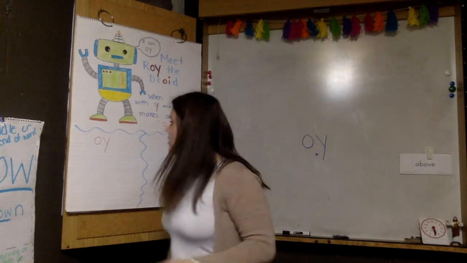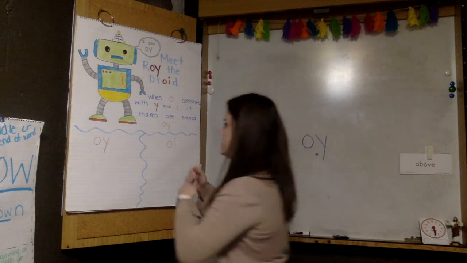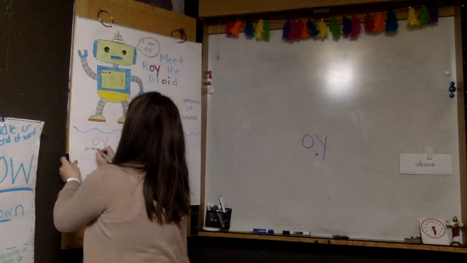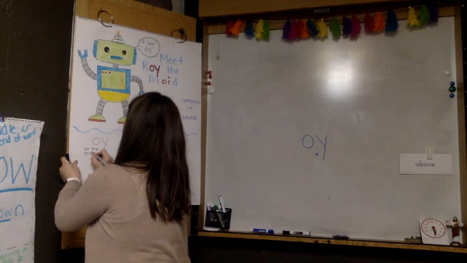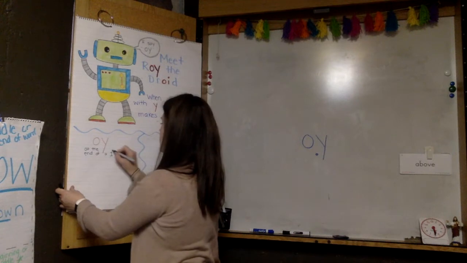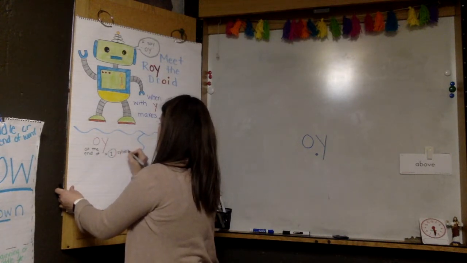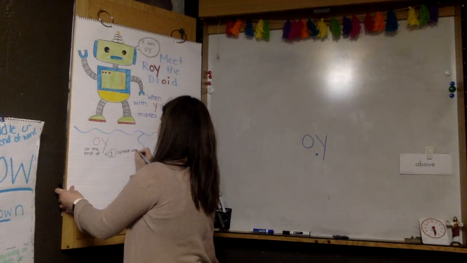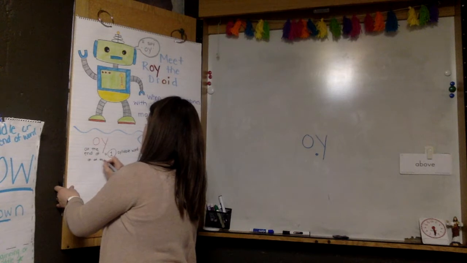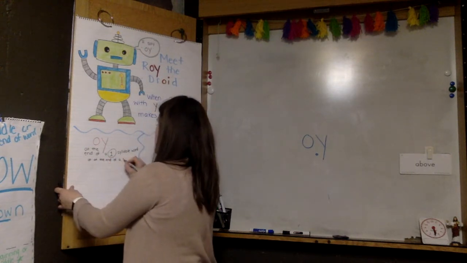Let's write the rule here. You will see OY at the end of a one syllable word or at the end of a syllable.